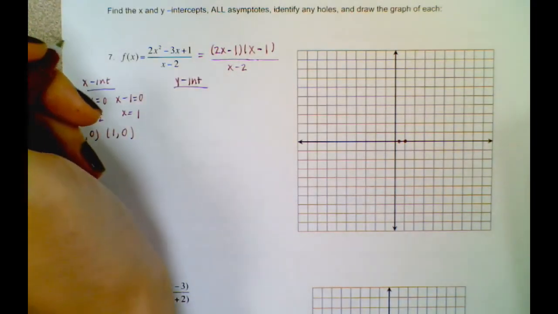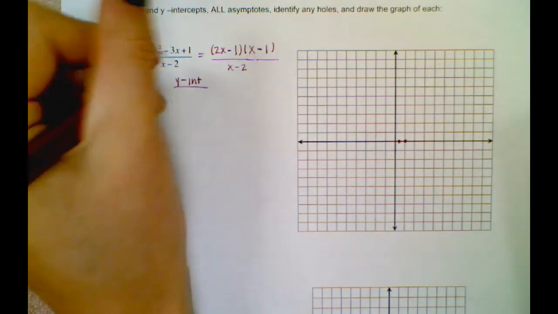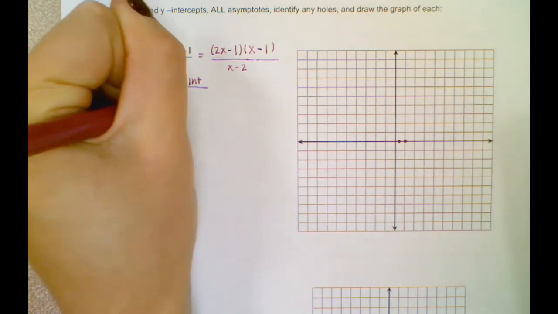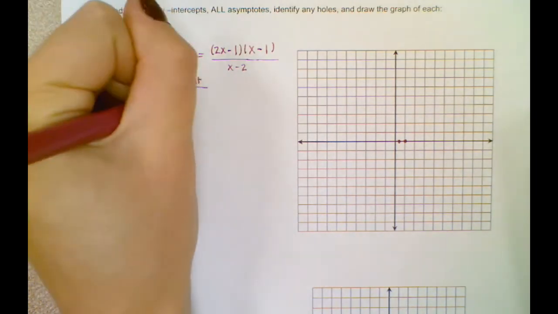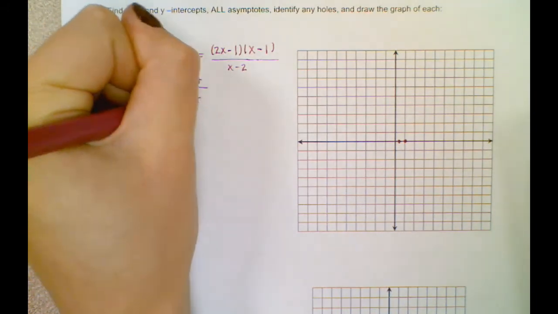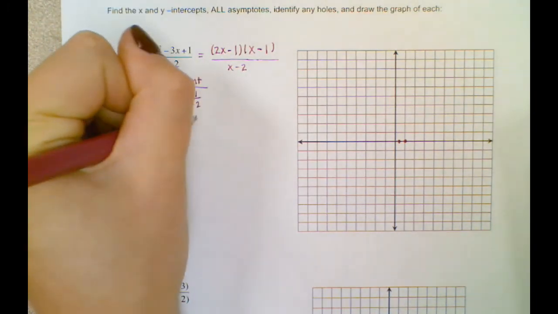Okay, y-intercepts. That is when we plug 0 in for x. Sorry, blinking in there for a second. So that's 0, 0, 1. 0 minus 2 is negative 2. So that is just 0 at negative 1/2.